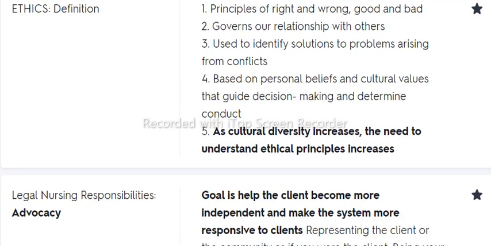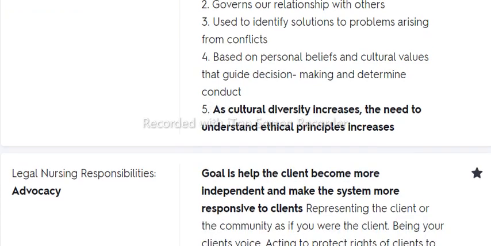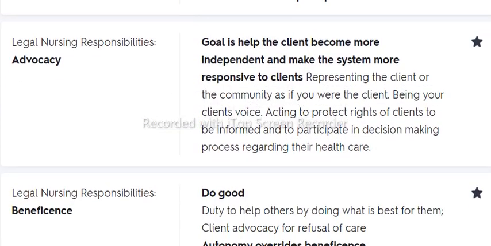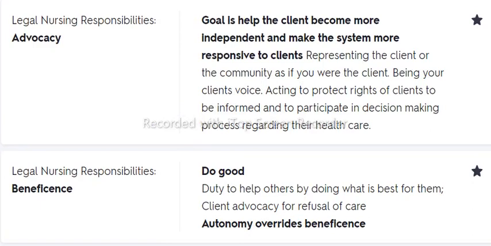Ethics definition. Legal nursing responsibilities: advocacy.